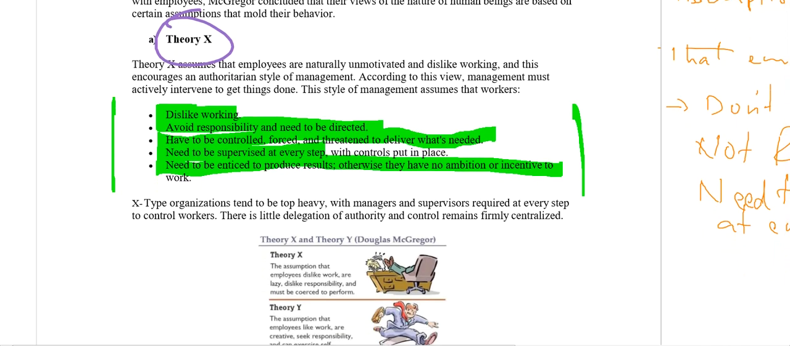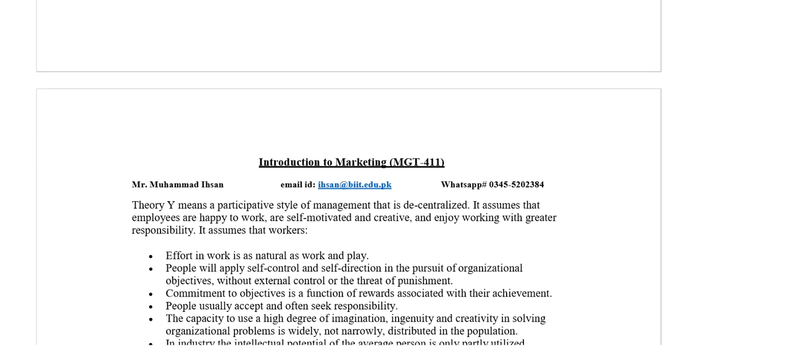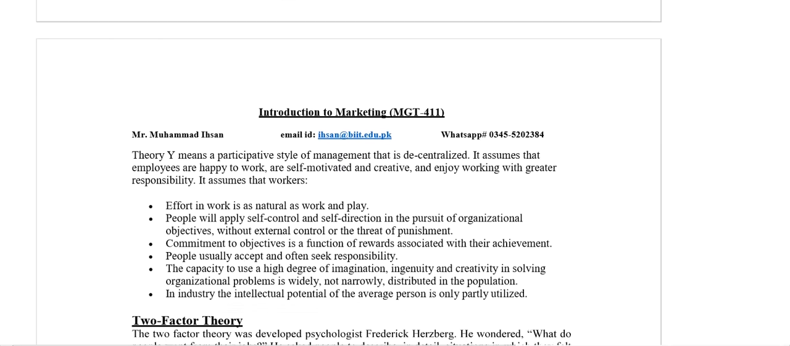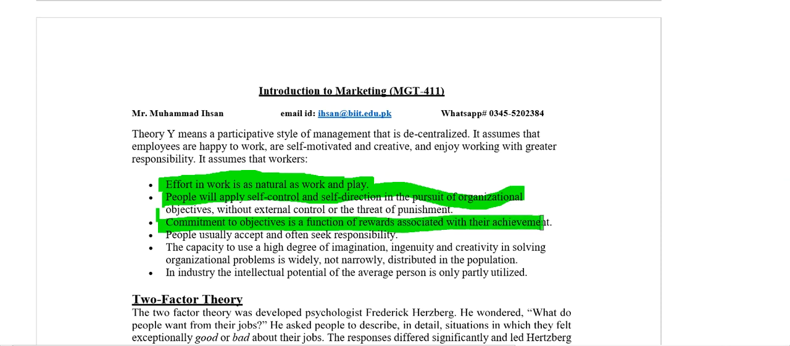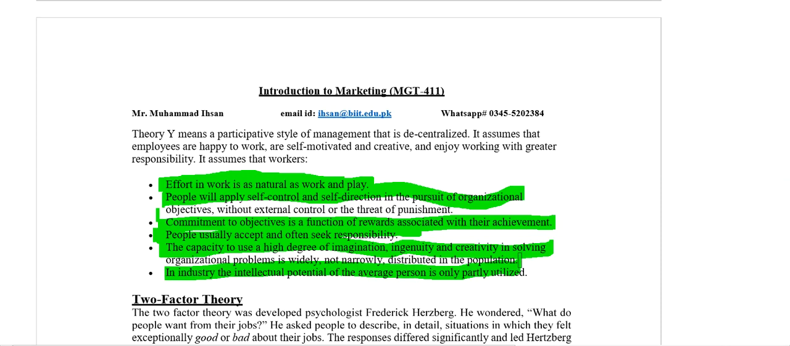But on the other hand, when we go to theory Y, there is an organization where the boss says that my people are very good, they are very responsible, they have self control, they have self direction, they do not need to be controlled at every step. And people usually accept the responsibility, sometimes they seek responsibility. So these are the positive assumptions of the management.